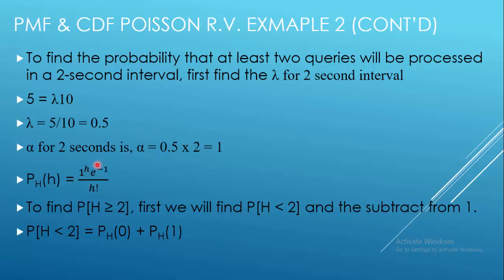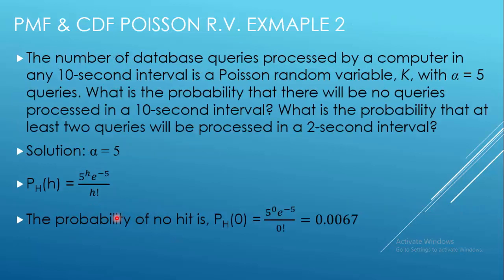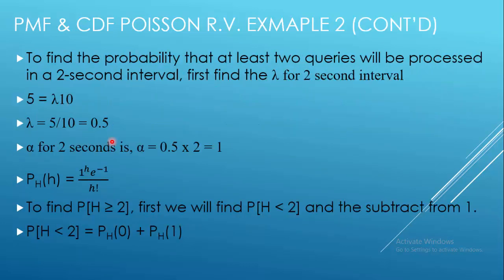So putting this value of alpha in, we find P of h greater than or equal to 2, because that's what it says. It's asking what is the probability that at least 2 queries. Again, at least means it is greater than or equal to 2. First we find the probability of h less than 2 and then subtract it from 1, because greater than 2 goes up to infinity. We cannot calculate all the values, so we simply subtract from 1, because we know that the maximum probability cannot be more than 1.